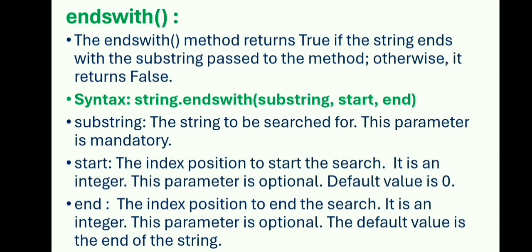Syntax: string.endswith(substring, start, end). Parameters: substring, the string to be searched for. This parameter is mandatory. Start, the index position to start the search. It is an integer. This parameter is optional. Default value is 0. So start is the index position to check the string beginning at that position.